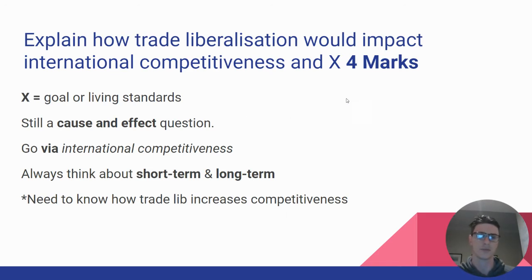The first thing to note is it's probably 4 marks because there's a little bit more to do with this area of study or this dot point. So I've got this question here. Explain how trade lib would impact international competitiveness and one of our goals, or living standards. In fact, in this video, I'm going to do living standards because I did goals in the other videos. So X just becomes one of our goals or living standards. So keep in mind, it's still a cause and effect question. So it's still trying to link trade lib to a goal.